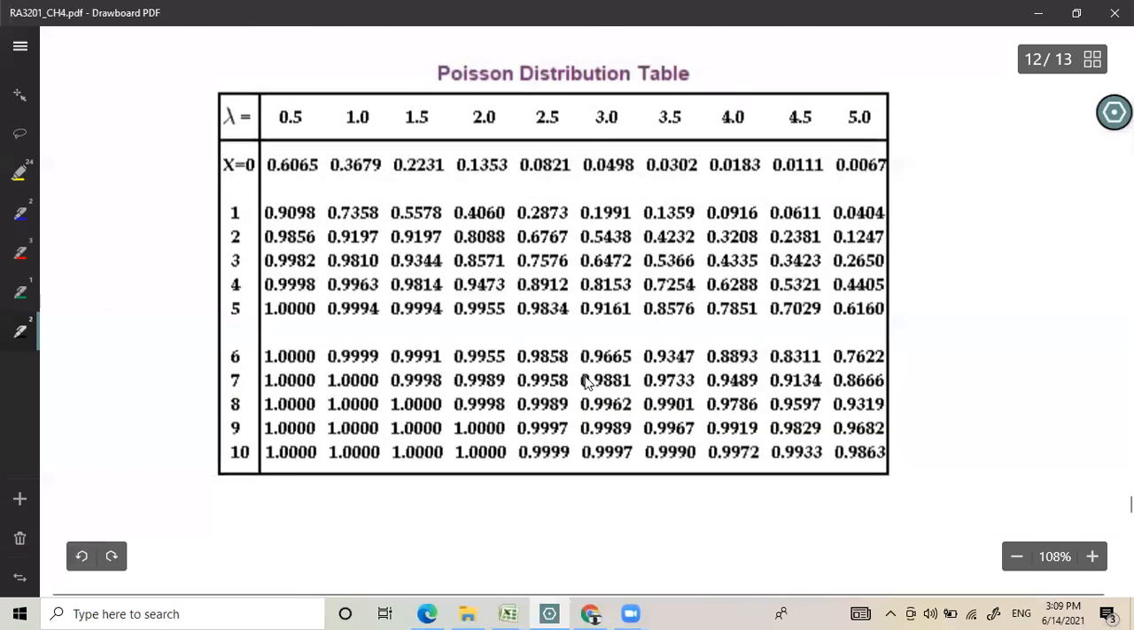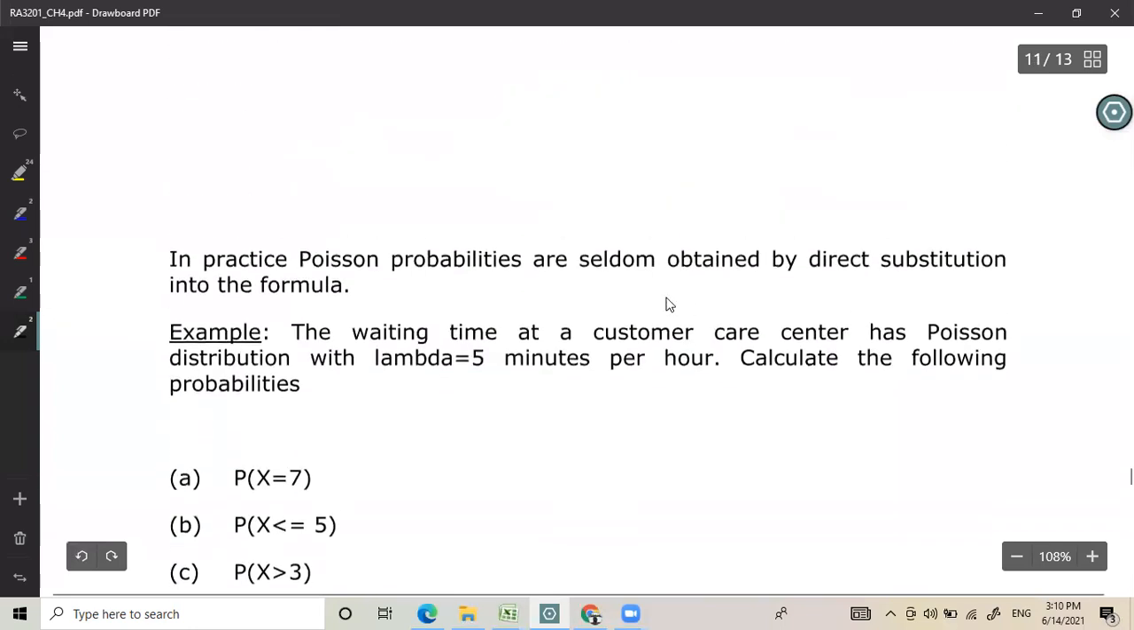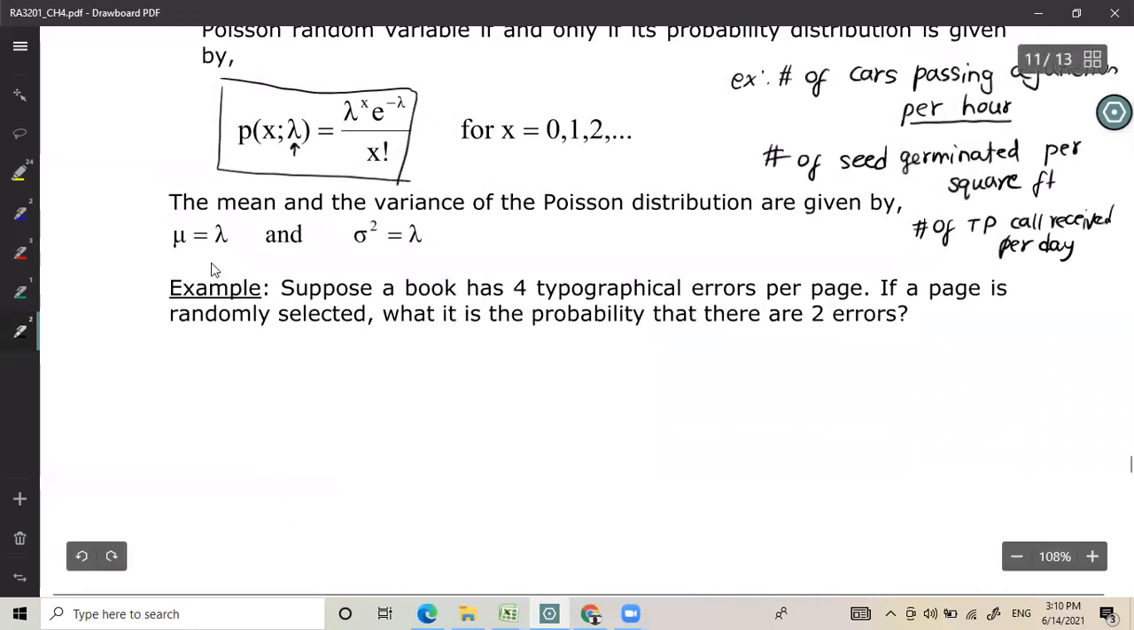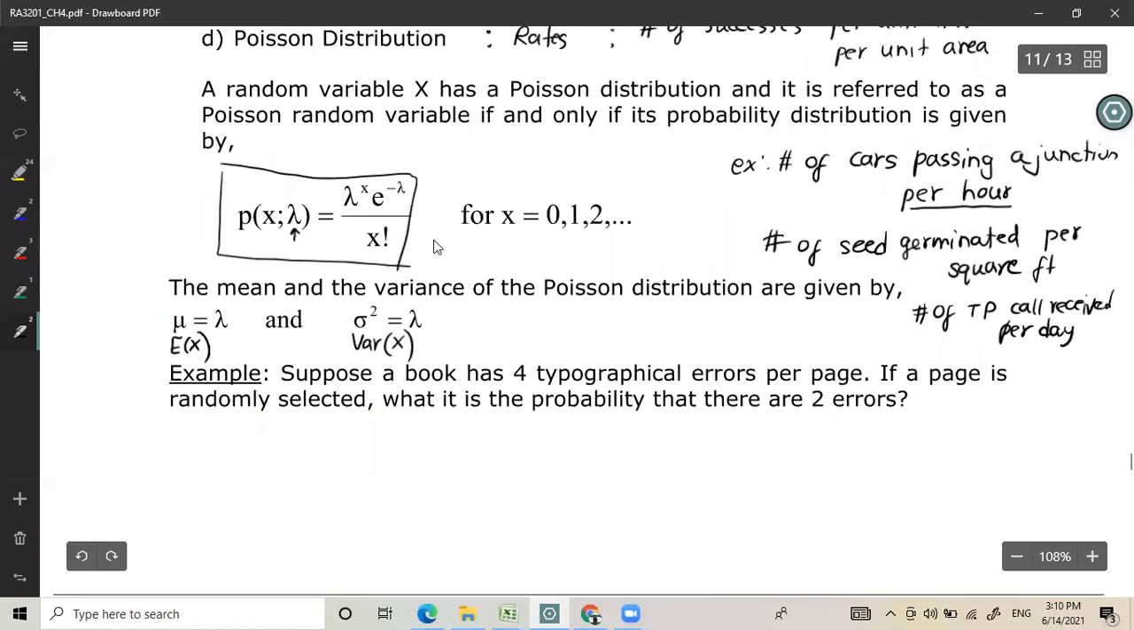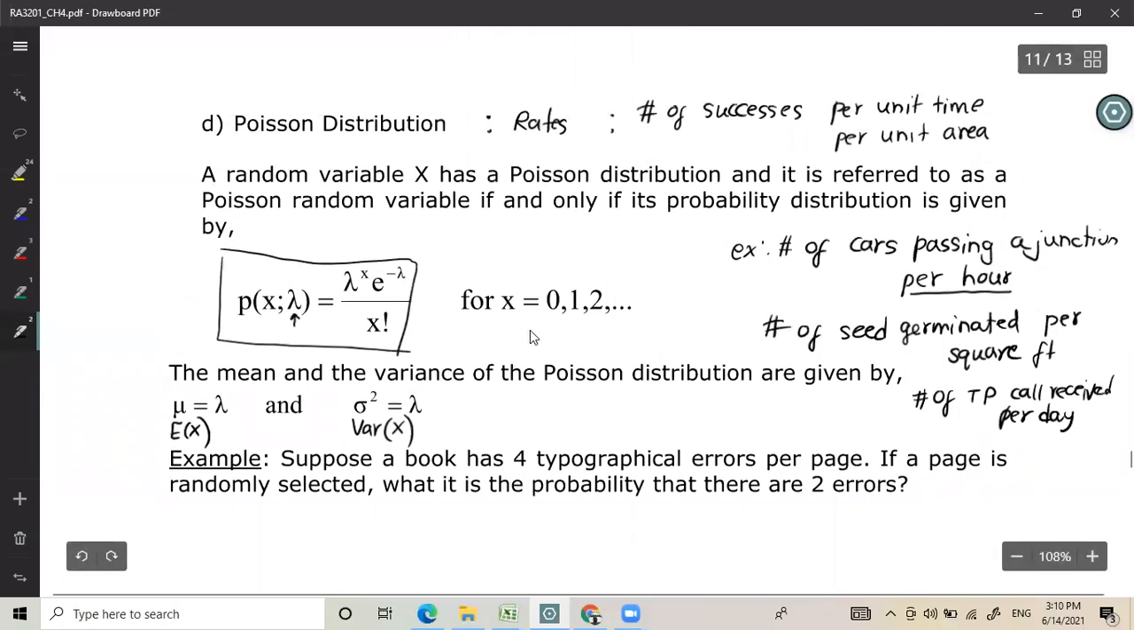Okay, so here's a Poisson table, very similar to the binomial. You have several lambdas and different x's. This is only a part of the Poisson table, but there are tables available for different lambdas, okay? And here you see the mean and the variance of the Poisson distribution, and they are the same, lambda. This is something special. Both mean and variance are the same for a Poisson distribution. And the possible values x can take are 0, 1, 2, up to infinity. There's no end. You can go up to infinity.